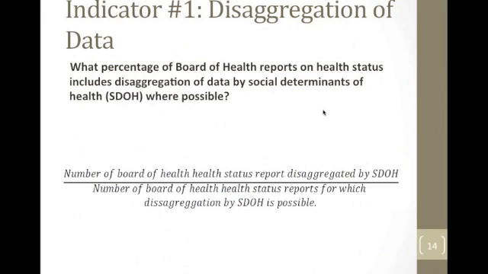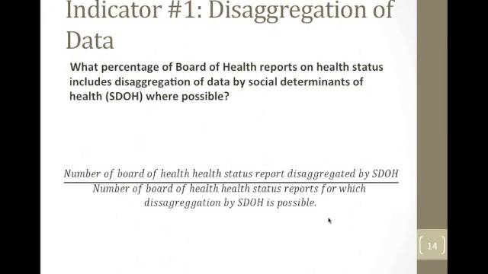Indicator 1 references the Ontario Public Health Standards Foundational Standard Population Health Assessment and Surveillance Protocols requirement to issue and report on health status in the jurisdictions of boards of health. And this indicator asks what percentage of these reports on health status disaggregate data by social determinants of health where possible. With this particular question, we're interested in reports where social determinants of health are explicitly linked to health status measures rather than just demographic reports where there is no explicit link to health status.